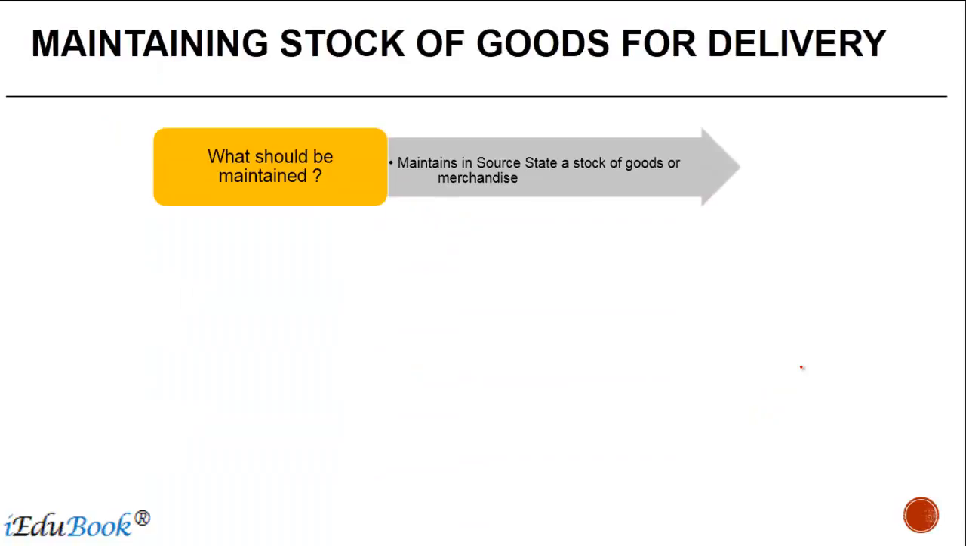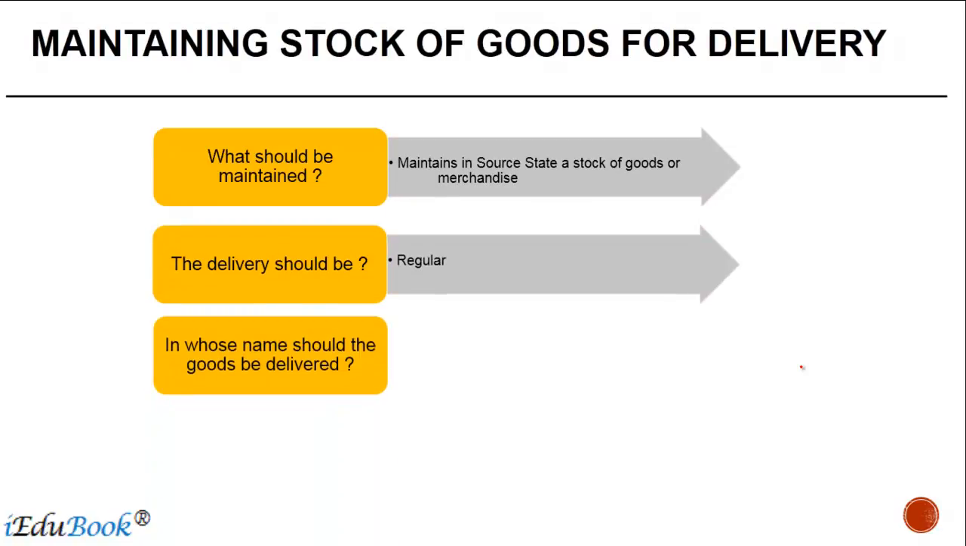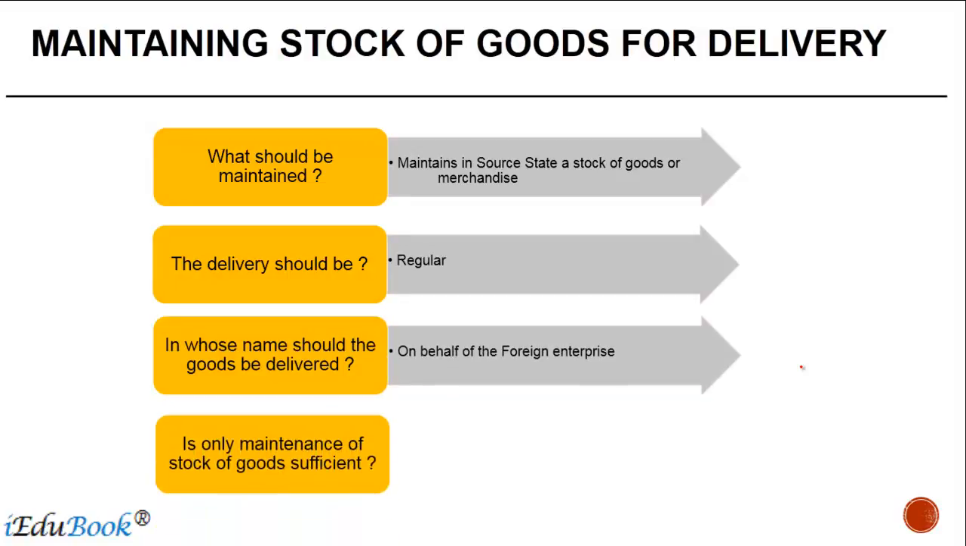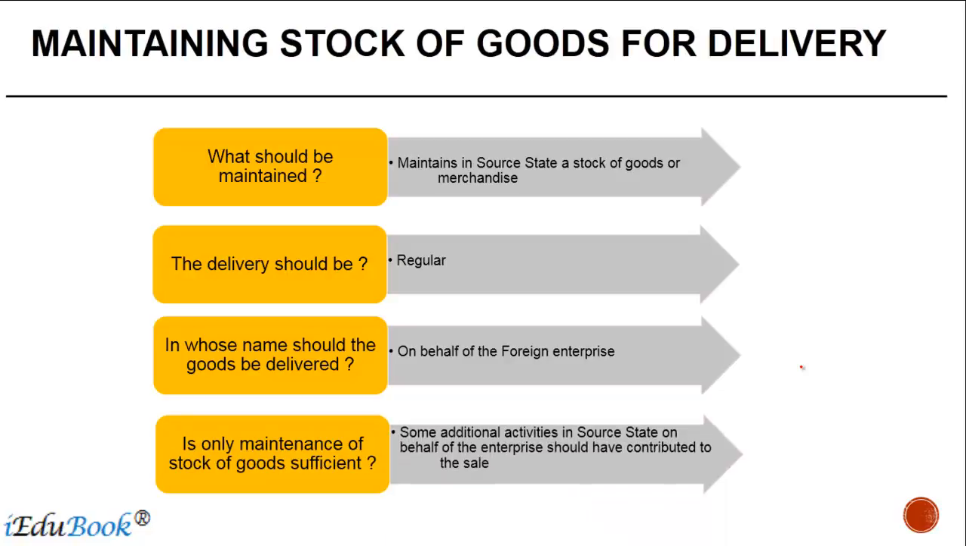So what should be maintained? Stock of goods or merchandise. The delivery should be regular. In whose name should the goods be delivered? On behalf of the foreign company. And is only maintaining a stock of goods sufficient? In many treaties, yes. But in the present case, there have to be some additional activities in the source state on behalf of the foreign enterprise, which should contribute to the sales. So what this does is, it actually restricts the scope of a PE. Because if you are just delivering on a regular basis, but do not do anything else in the source state, that may actually take you out of this clause.